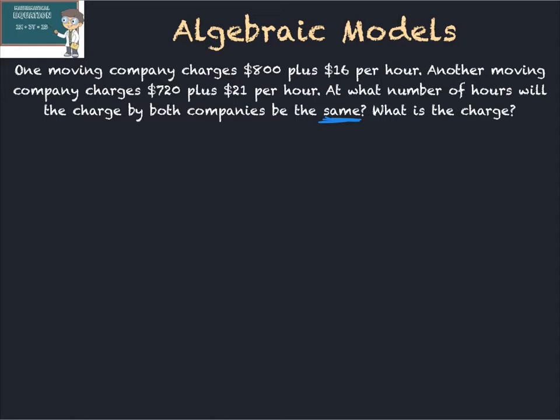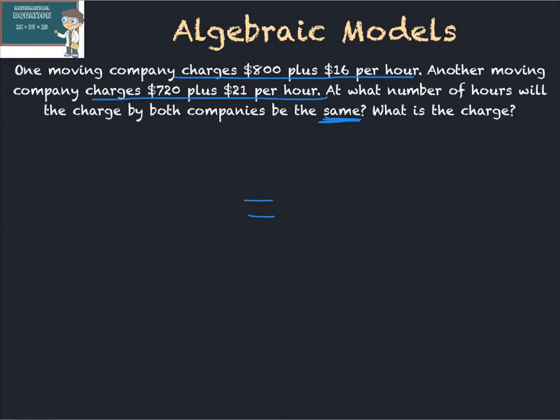And remember, an equation is just two expressions that are equal to one another. So the word "same" means we're dealing with an equation. We're going to have an equal sign. Well, what goes on either side of the equation? We're trying to figure out when this moving company, right here, is equal to this moving company.